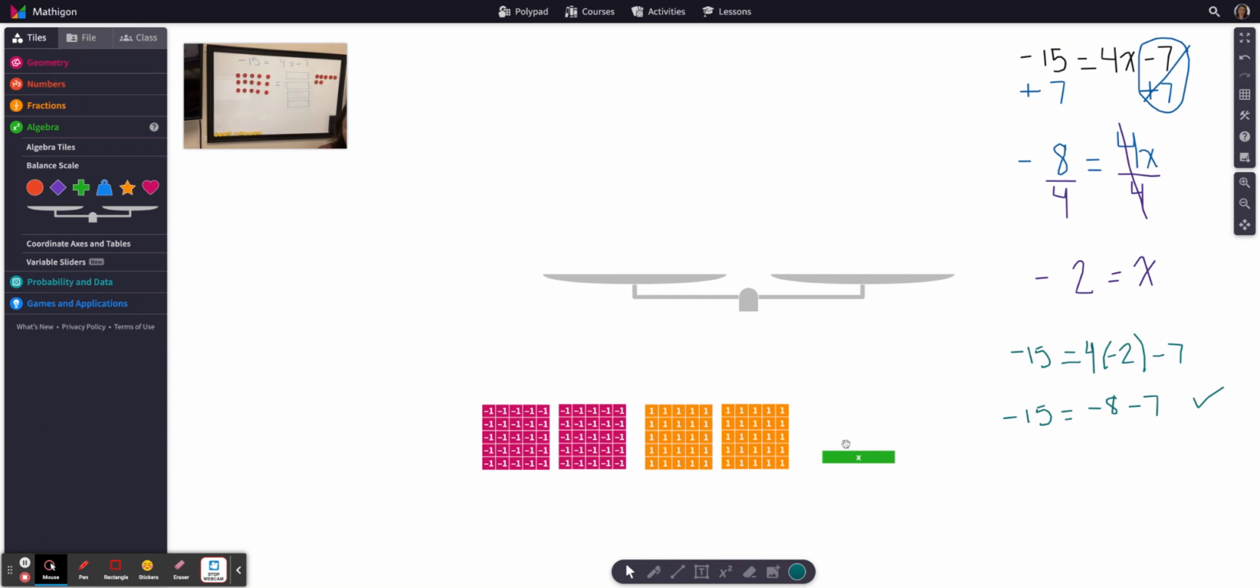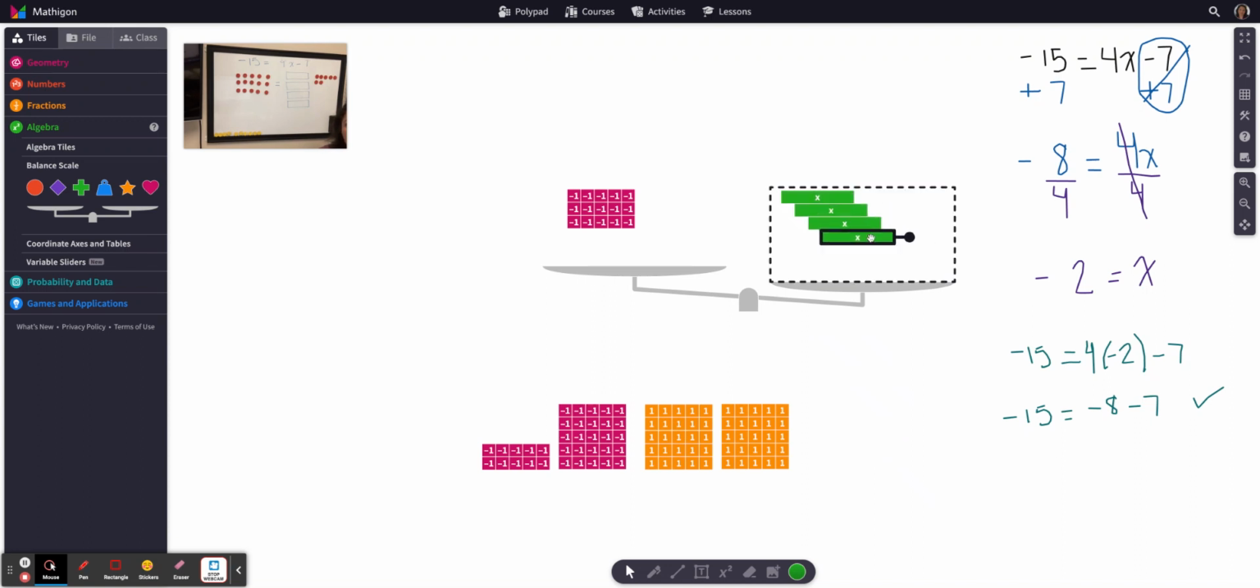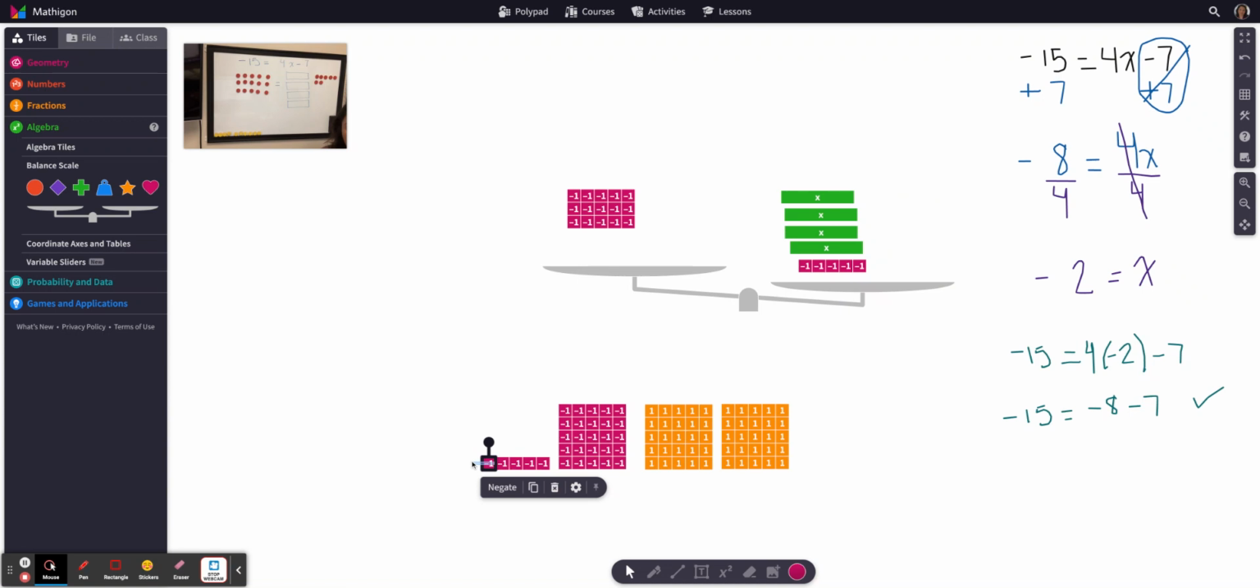Using the virtual manipulatives, I have a scale. It's currently balanced. According to the equation that we were given, on the left side, we have 15 negatives. These are in groups of 5, so there's my 15 negatives right there. On the right-hand side, I'm supposed to have 4 x's. 2, 3, 4. Organize them a little bit more. And I'm supposed to have 7 negatives. So there's 5 of them, and I need 2 more. 5, 6, 7. There we go.